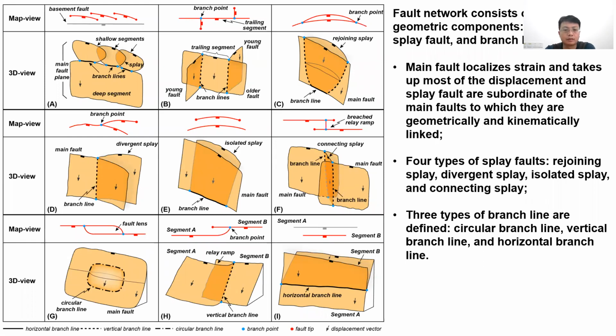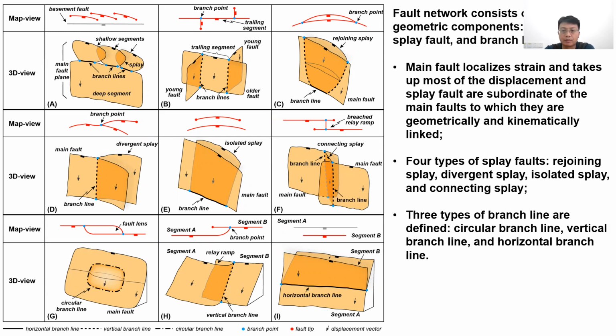For the fault architecture, we defined 3 basic geometrical components: the main fault, the splay fault, and the branch line. Main faults accommodate the strain and most of the displacement. Splay faults are subordinate to the main fault, to which they are geometrically and kinematically linked. The branch line is the intersection between the main fault and the splay faults.